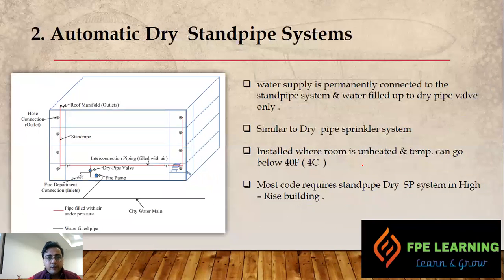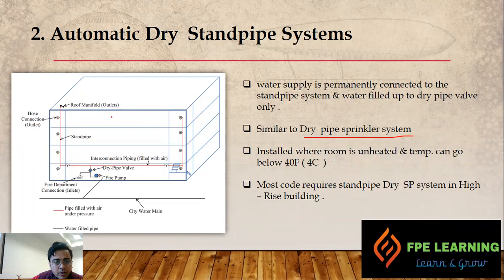Okay, the next one, we have the automatic dry standpipe system. Here in the automatic dry standpipe system also, water is connected to the standpipe system and water fills up to the dry pipe valve. So it is similar to a dry pipe system, right? If you want to see the dry pipe system, I recommend you see my video on dry pipe system in the sprinkler system category, right? The water is connected up to the dry pipe valve only, and after that there is air, right?